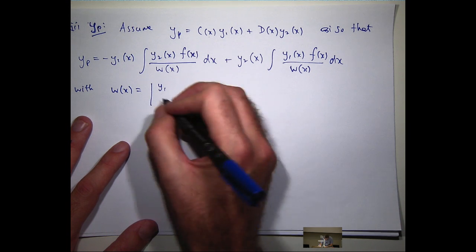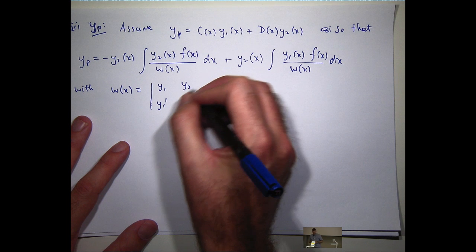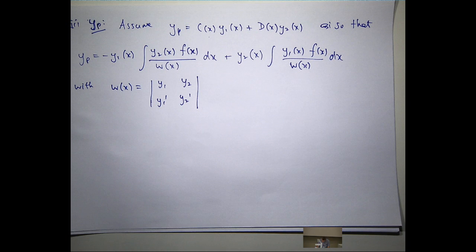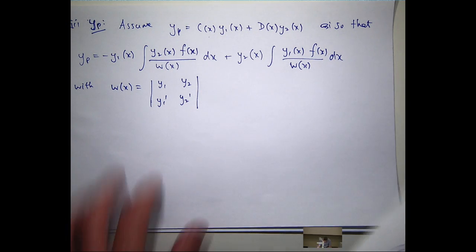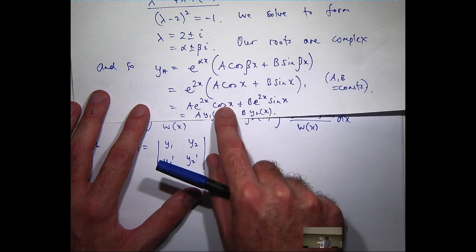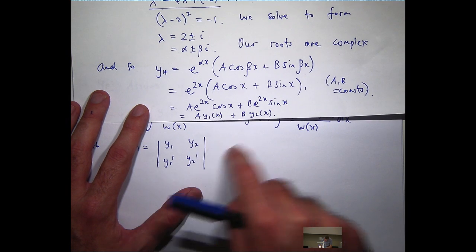Okay, now these are our functions. It's just the determinant of this 2 by 2 matrix. Now, from my labelling before, y1 is just e to the 2x cosine x. y2 is just e to the 2x sine x. So I'm going to replace those, calculate their derivatives, and then calculate the determinant.